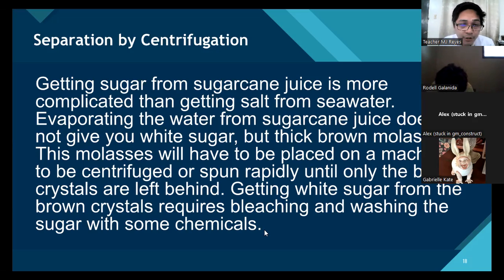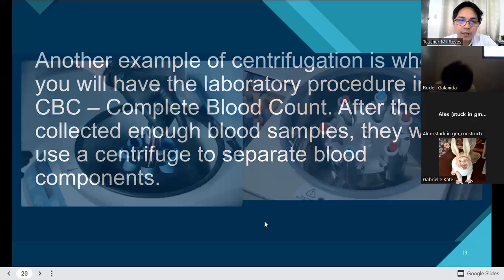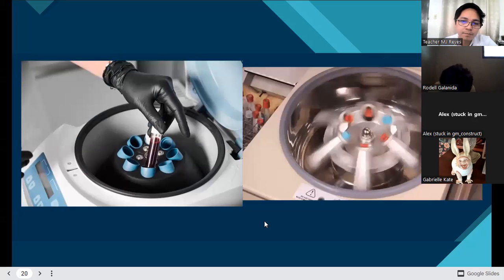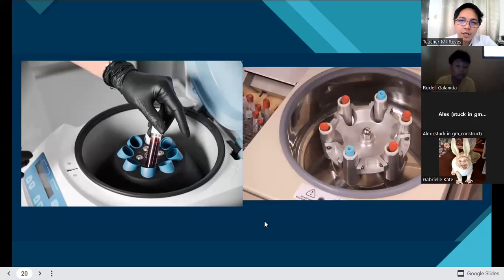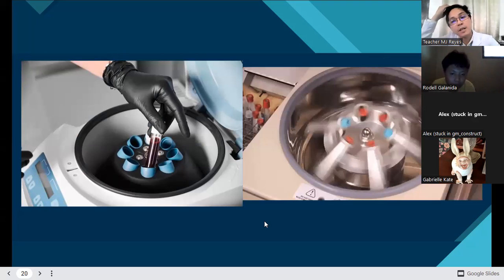Another good example of centrifugation is the laboratory procedure called CBC, or complete blood count. After they collect enough blood samples, they will use a centrifuge to separate the blood components. So let's take a look at this one. This is a centrifuge. As you can see, after they collect blood samples, they use a centrifuge to separate the different components of blood. That is the practical application.